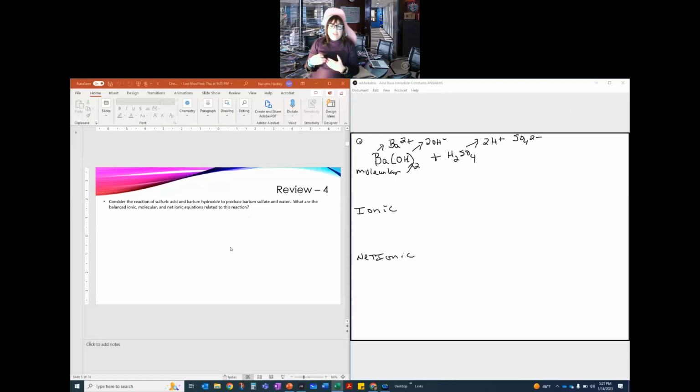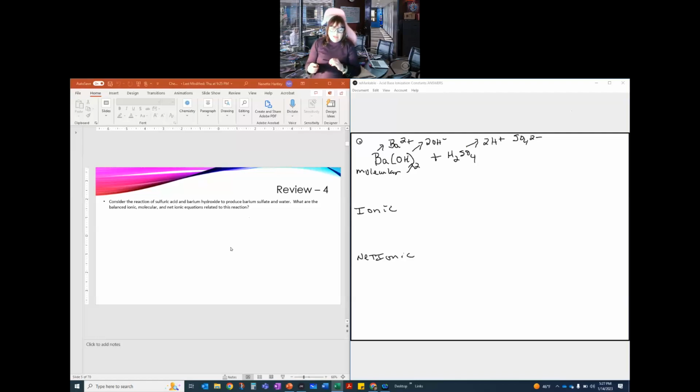For ionic, we're going to have everything in its ionic form. So any ions that I form. So that would be the Ba2+, the 2 OH-, the 2 H+, and the SO4 2-. And our net ionic is going to be the stuff that's involved in the interesting chemistry.